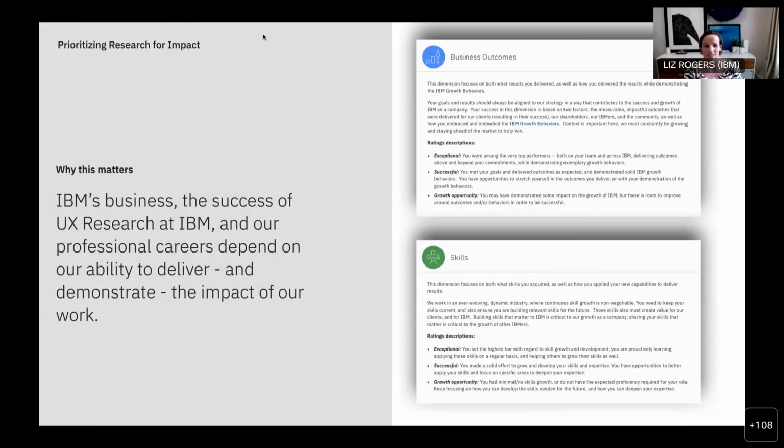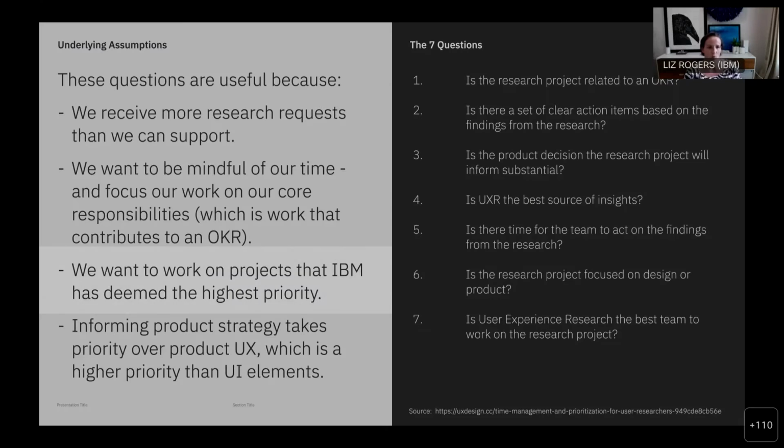I'm head of user research for IBM Cloud. We want to work on projects that IBM has deemed the highest priority. And then lastly, we want to inform product strategy. And thinking about informing product strategy, that probably takes priority over product UX, which is a higher priority than UI elements. And that is the one that I think sometimes my group gets the biggest bang for the buck in terms of thinking about discussing what this means.